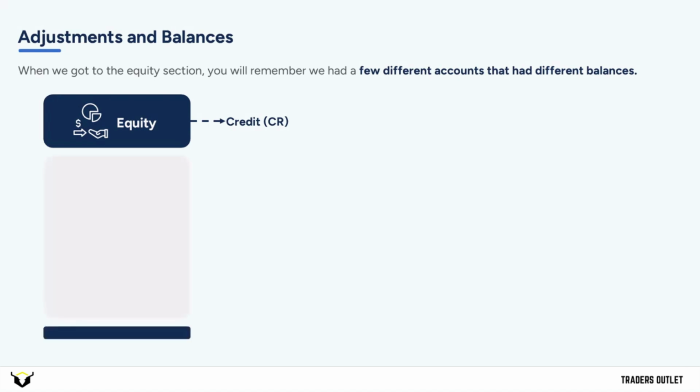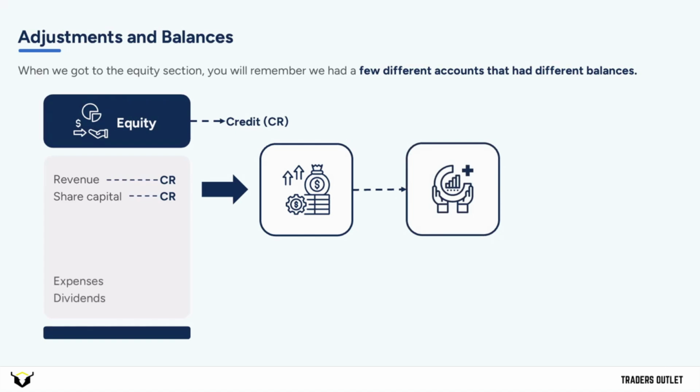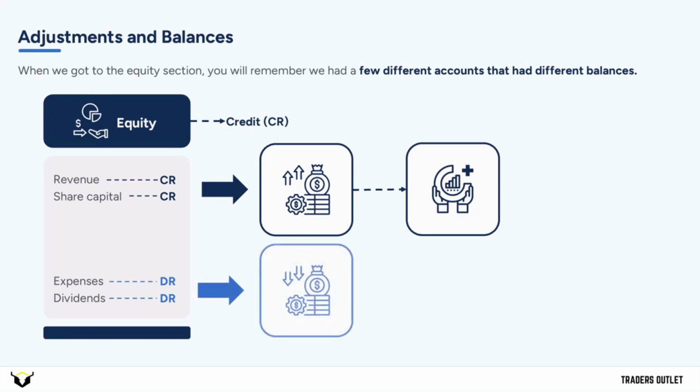Now, if you recall, I mentioned that revenue and shareholder contributions, also known as common stock or common shares, have credit balances. They increase equity. So, for example, as the company generates more revenue, the value or equity of the company goes up. Conversely, expenses and dividend payments bring the value of the company down. The more expenses the company incurs, the lower the equity.